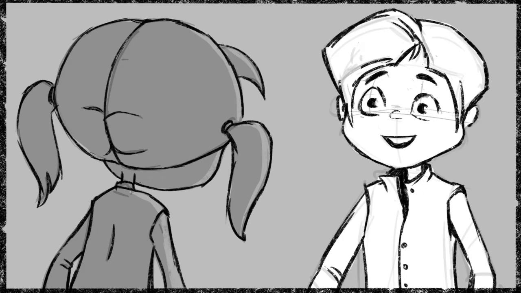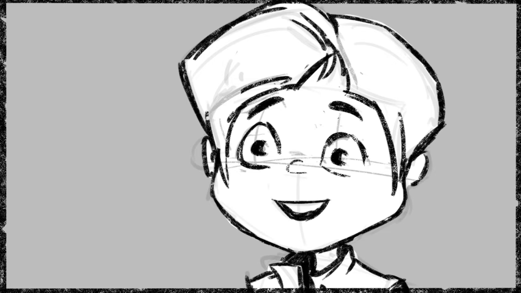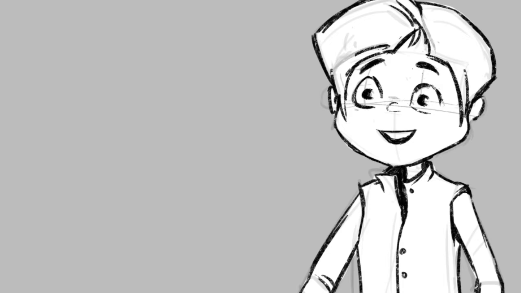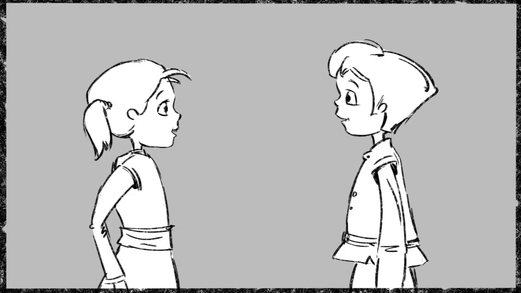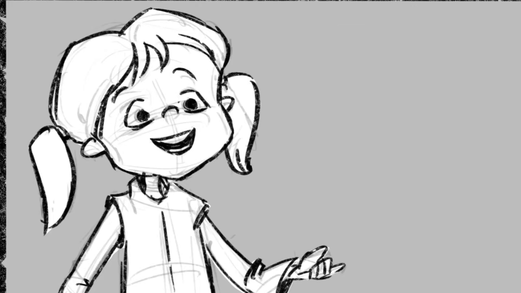If one character is talking and we have the camera on the 180 degrees side of the line of action, as long as we follow the 180 degrees rule, we can zoom in and out of the character as much as we want. We can frame the character either as a close-up, as a middle shot, or as a whole shot. Then it looks like one character is talking to another.